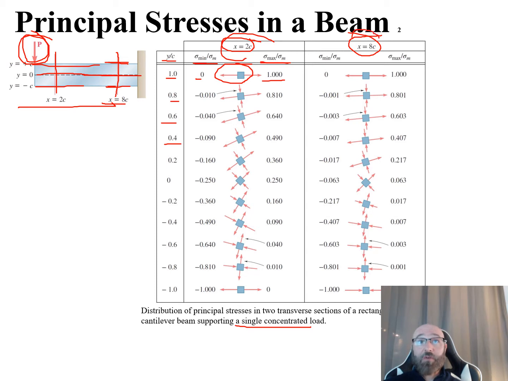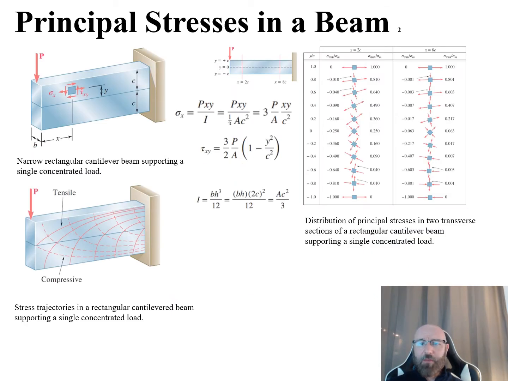Now we can also take a look over here when x is equal to 8c at this location out here, and we can see again for when our ratio y over c is equal to 1, then we have our sigma min over sigma m of 0 and our sigma max over sigma m of 1 there, and these continue on and so forth all the way up here until we get to a y over c of a negative 1. So we go all the way from 1 up to 0 and then to a negative 1 for both x equals 2c and x is equal to 8c. So after taking a look at this table, it becomes clear that our sigma max is going to be smaller than our sigma sub m in both of these two sections where x is equal to 2c and x is equal to 8c.